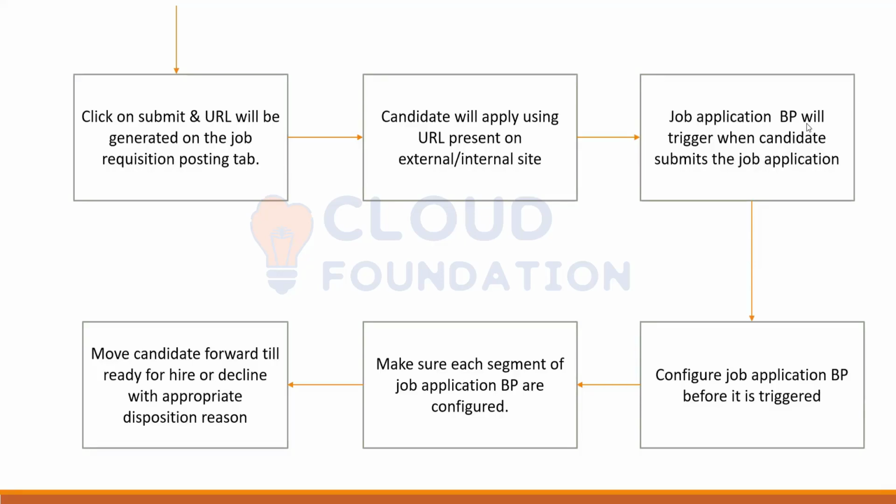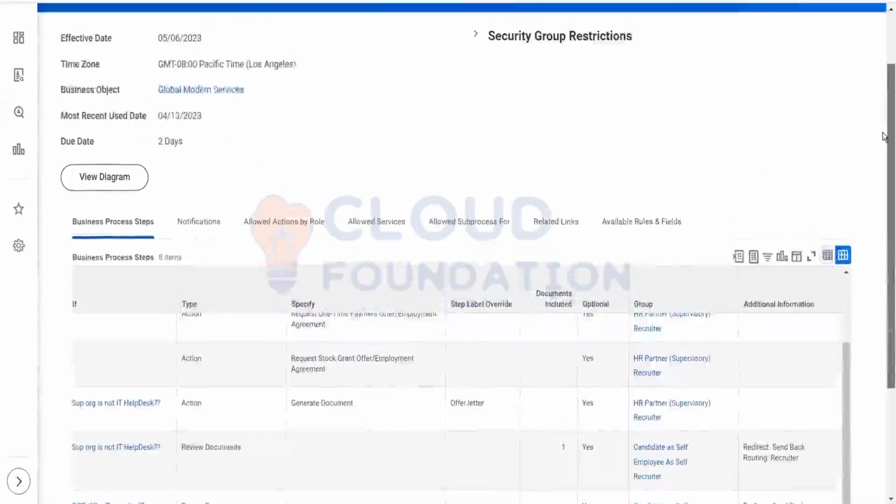And the job application BP will get triggered. You have to make sure job application BP has been configured first and all its sub-stages, and all the sub-stages should have their end step as decision making step, so that the candidate could be moved forward or he could be declined. And if you are declining, we should have proper disposition reasons, and there are certain other extra features also which we will discuss, and that's it about the overall flow.